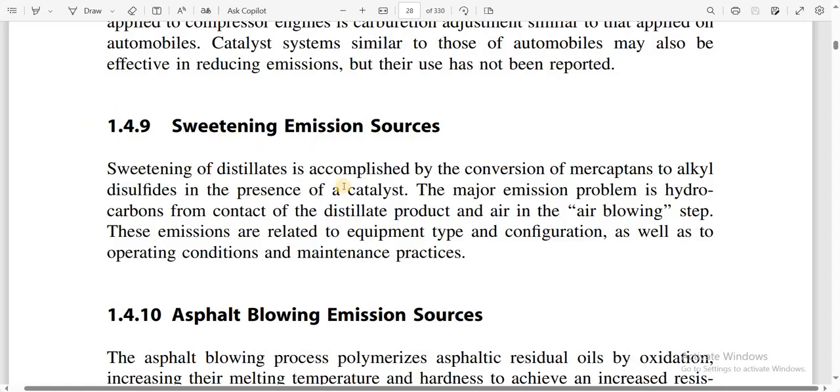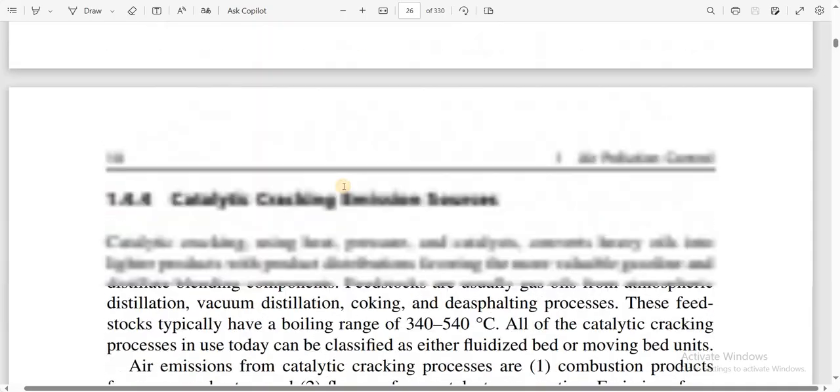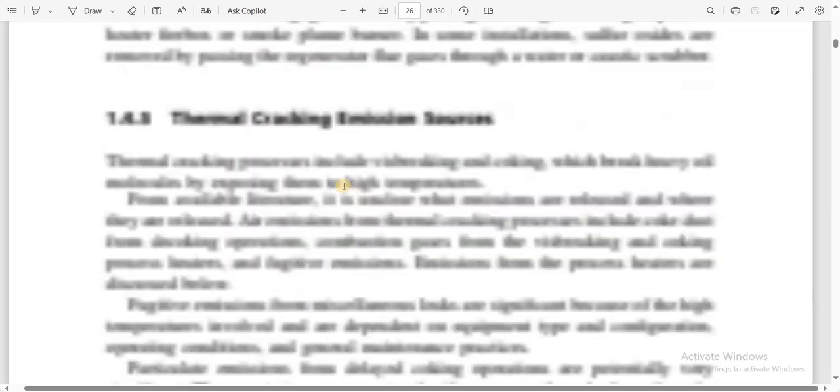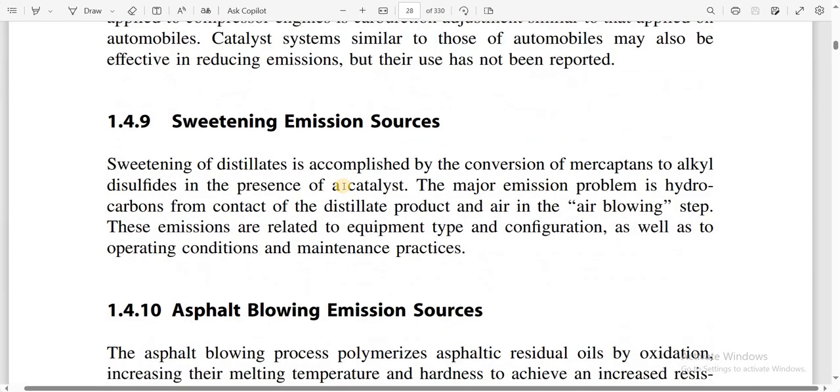Okay, so we are in this part of emission sources, from where the leakage might happen in air pollution, and in this topic we are in sweetening emission source. So let's learn about this.